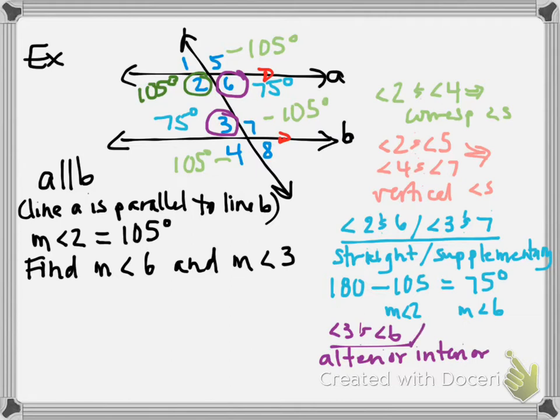So this is angle 3 and angle 6. We also have angle 2 and angle 7. What do you notice about angle 2 and angle 7's measurement and angle 3 and angle 6's measurement? They're the same. So alternate interior angles have the same measure.